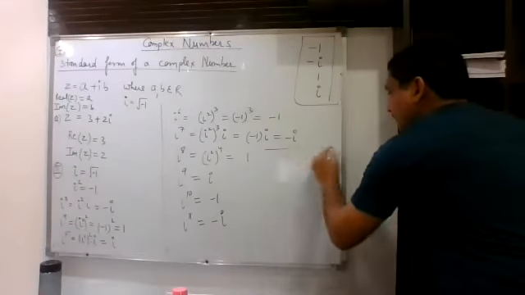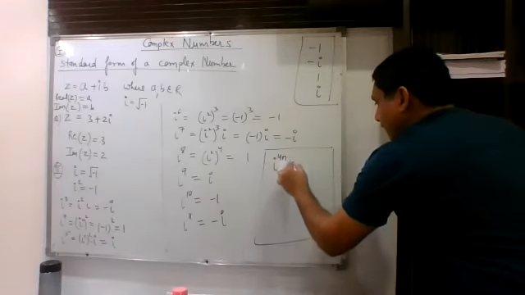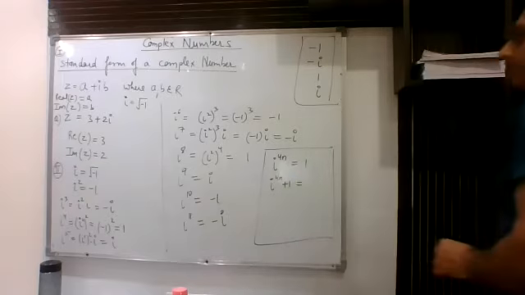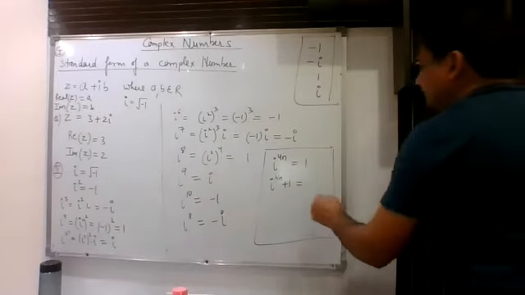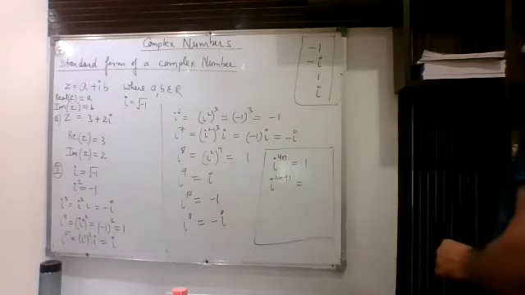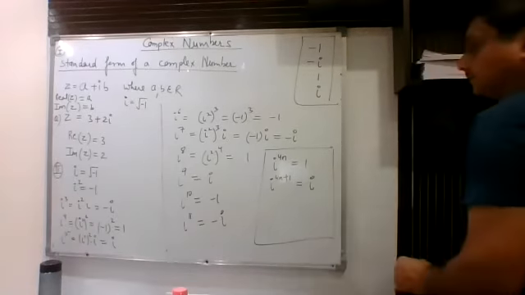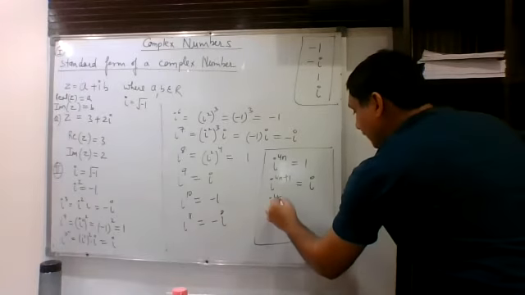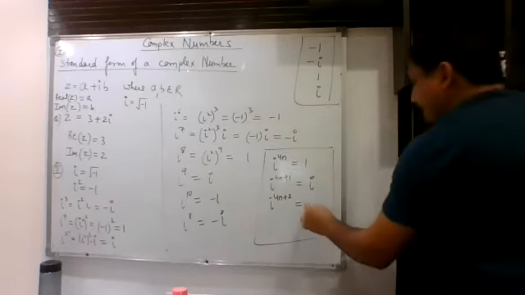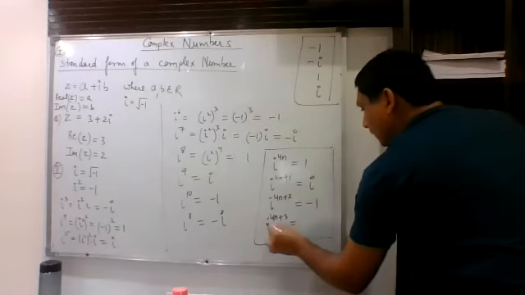So here we have general formulas also. You can write i to the power 4n is equal to 1, i to the power 4n plus 1 will be equal to iota, then i to the power 4n plus 2 will be equal to minus 1, then i to the power 4n plus 3 will be equal to minus iota.